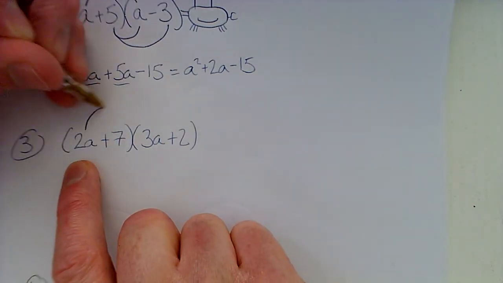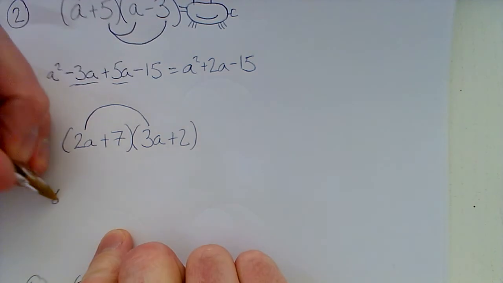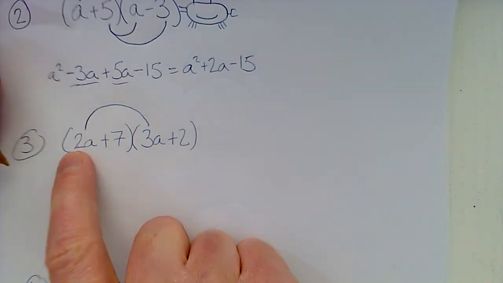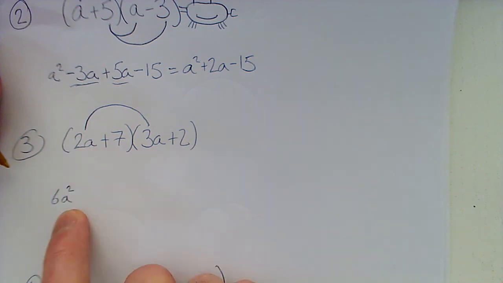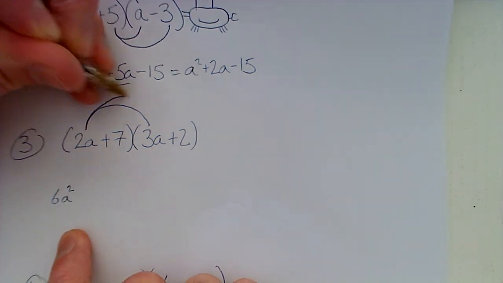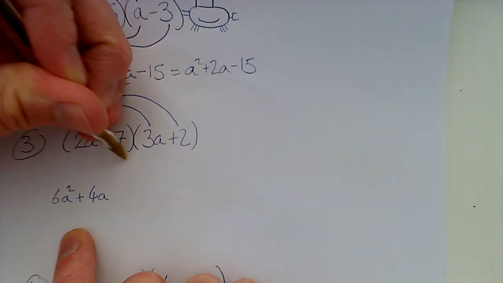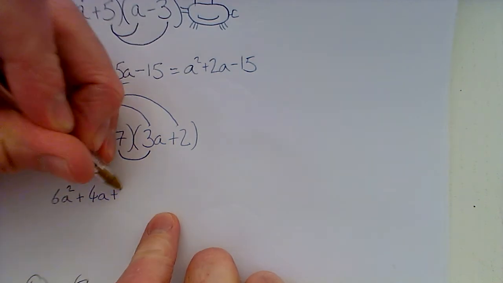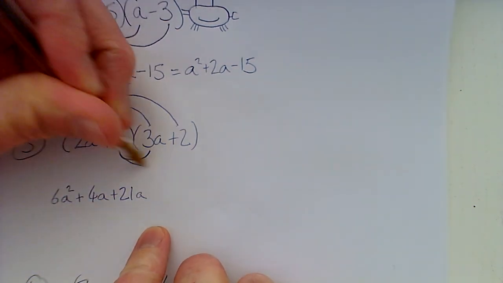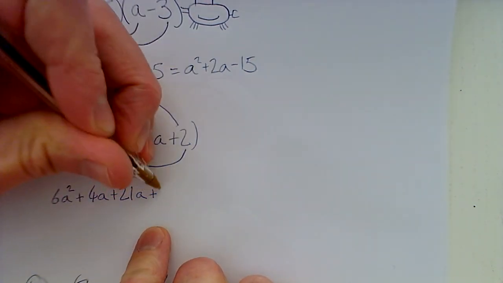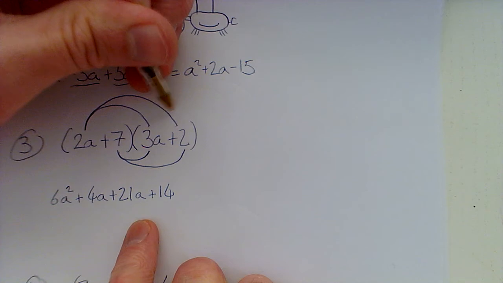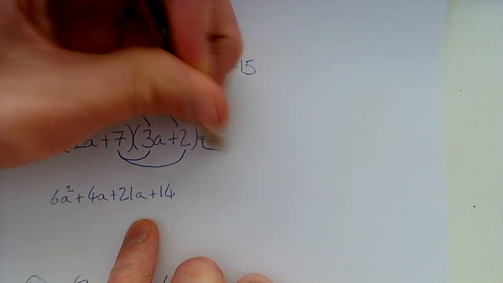So 2a times 3a, 2 times 3 makes 6a squared. a times a is the a squared. And you've got 2a times 2 which is plus 4a. 7 times 3a is plus 21a. And 7 times 2 is plus 14. What do you reckon? We'll have another crab here.